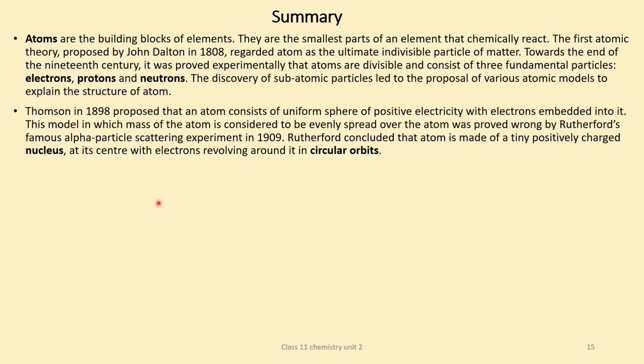In the year 1898, Thomson proposed that an atom consists of a uniform sphere of positive electricity with electrons embedded into it. This model, in which mass of electron is considered to be evenly spread over the atom, was proved wrong by Rutherford's famous alpha particle scattering experiment in 1909. Rutherford concluded that atom is made of a tiny positively charged nucleus at its center with electrons revolving around it in circular orbits.